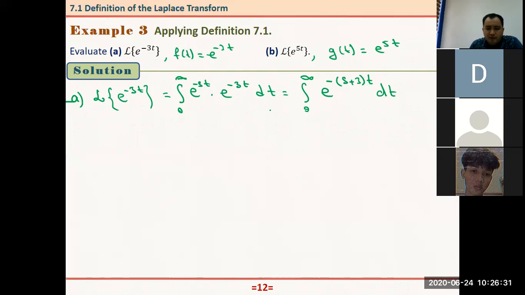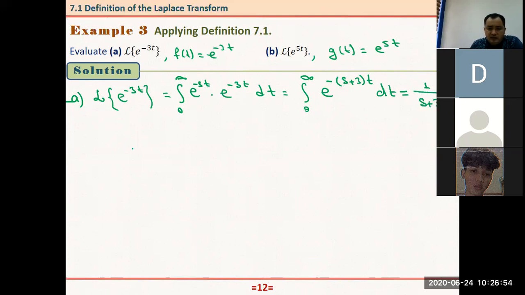Laplace transform of 1. What was it? It is just 1 over s. But instead of s, everything is the same. But instead of s, here we have s plus 3. So that is just equal to 1 over this thing, right? So we can evaluate this, but you get the same thing. That's equal to 1 over s plus 3.